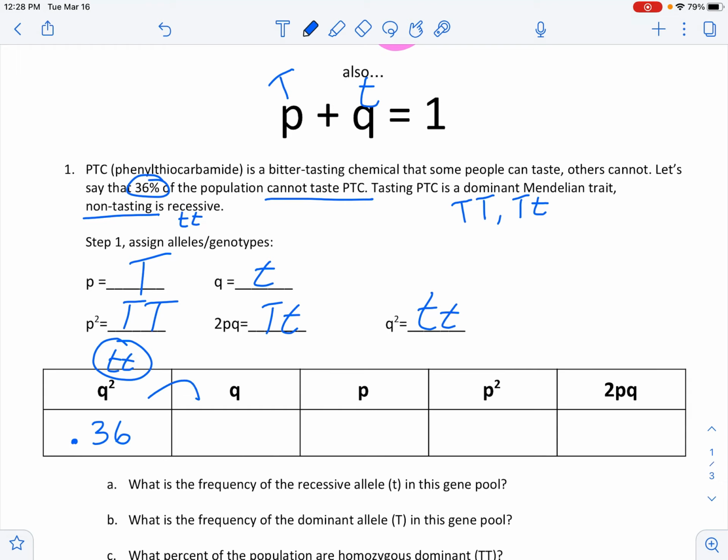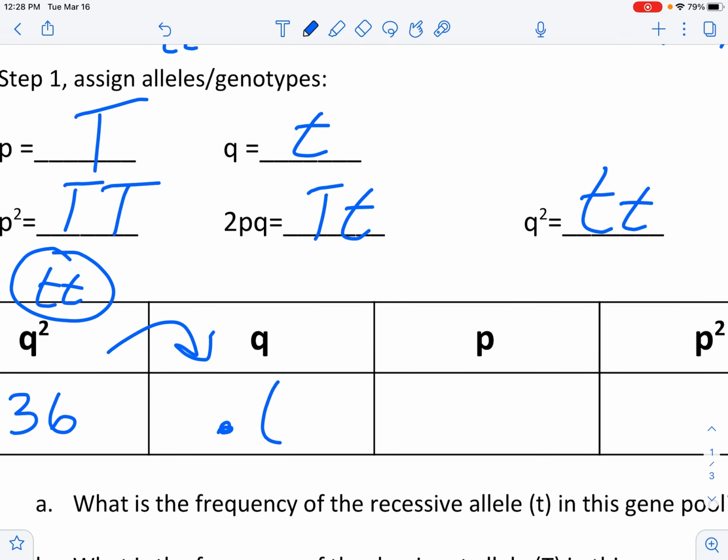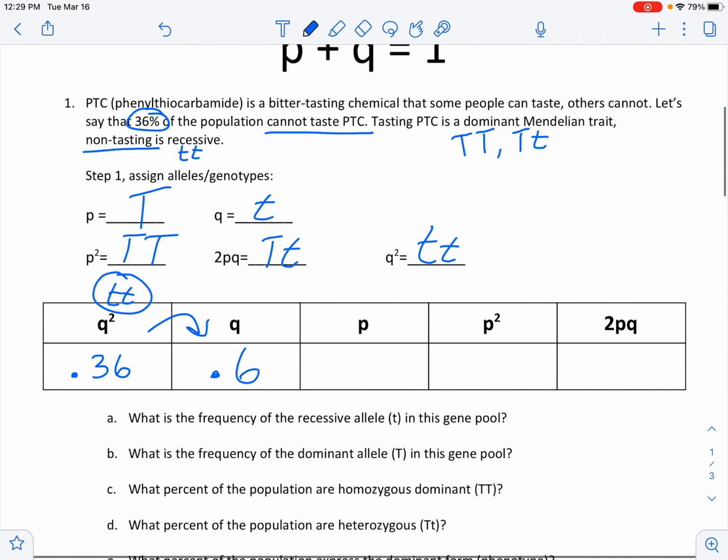So how do I go from q squared to q? We just unsquare q. If q squared is 0.36, take the square root of 0.36. It doesn't hurt to do that on your calculator because the square root of decimals is kind of confusing sometimes. The square root of 0.36 is 0.6, since 0.6 times 0.6 gives you 0.36. So we basically unsquared it. Now how do we go from q to p, from that column to that column?